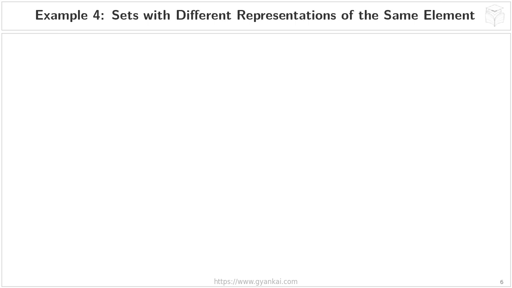Example 4. Sets with different representations of the same element. Let's move on to our fourth example. On this slide, we have two sets, G and H. Set G is defined as containing the numbers 1, 2, and 3. We represent this mathematically as G equals the set containing 1, 2, and 3. Set H is defined as containing the numbers 3, 1, and 2. So, H equals the set containing 3, 1, and 2. Now the question is, are these sets equal? It's a good check for your understanding, especially after looking at the previous examples.